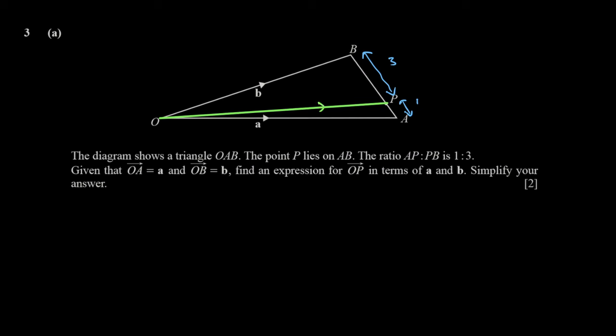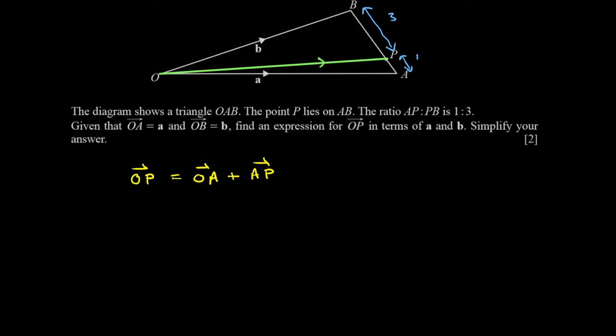And what's the easiest way to find the position vector OP? Well, it's to go from O to A and then go A to P, right? So that's what we're going to do. So OP is equal to OA and then plus AP. Now, what did I just say a moment ago? I said AP is a quarter of AB, isn't it? So I can rewrite that as OA plus a quarter of AB.